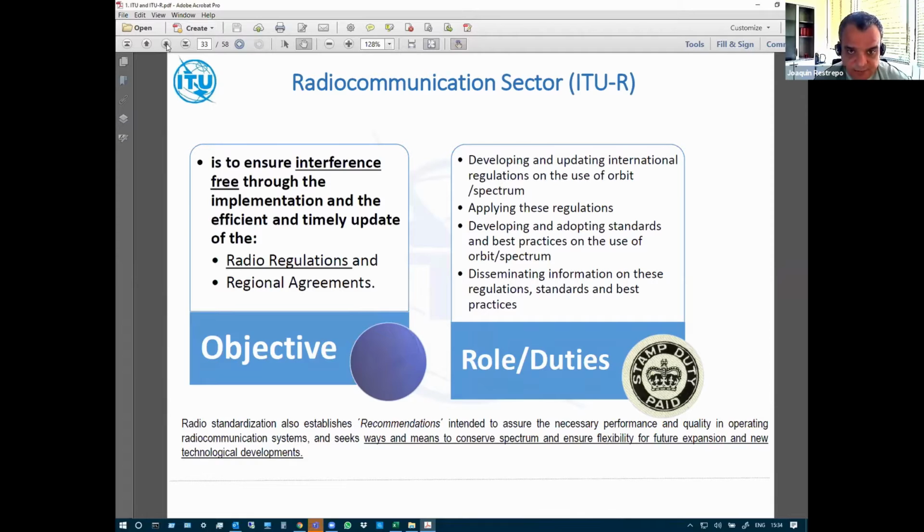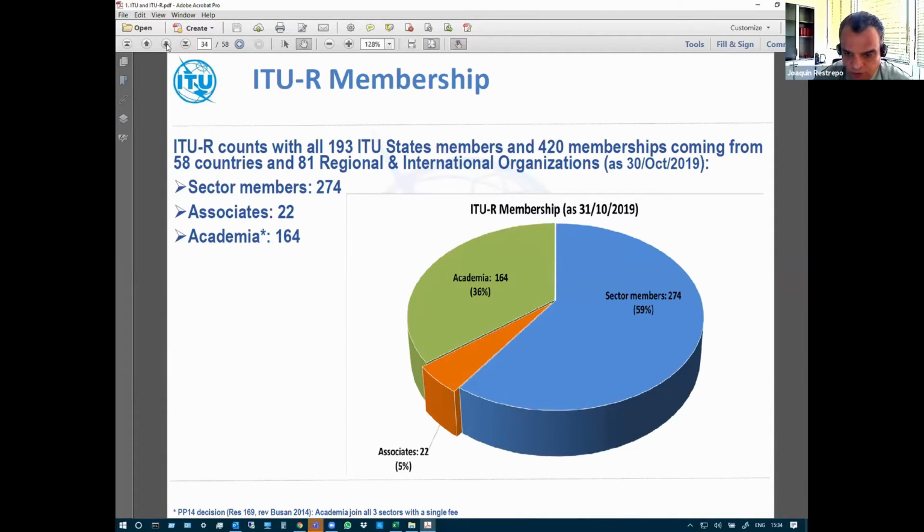I have explained that. We are composed, of course, of the 193 states. In addition to that, we have 274 sector members and 22 associates, which means they are members only for a specific study group. I'm going to describe that in the next presentation on study groups. And we have so far 164 academia. Have in mind that academia benefit from particular training on ITU-R and ITU membership because, by a fee, they become members of the three sectors.